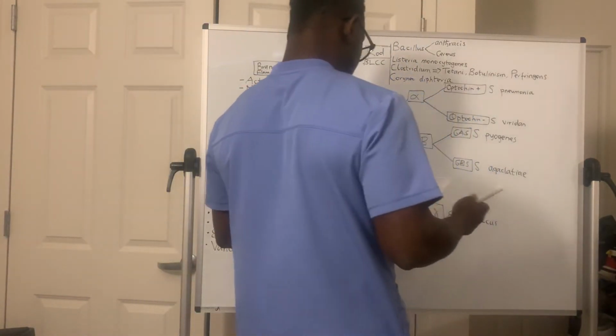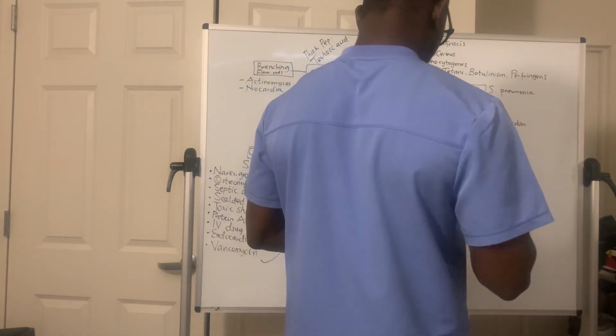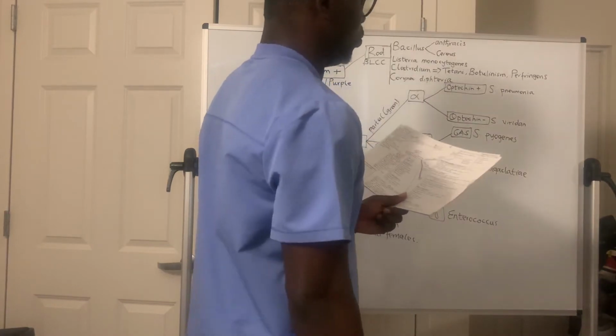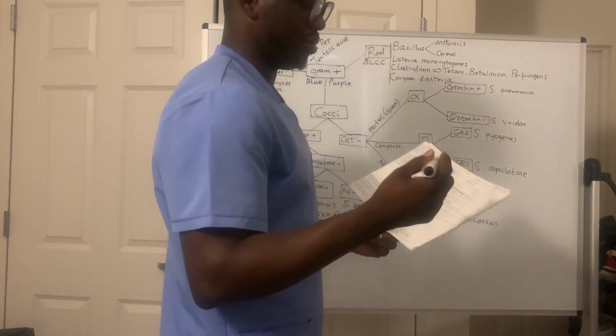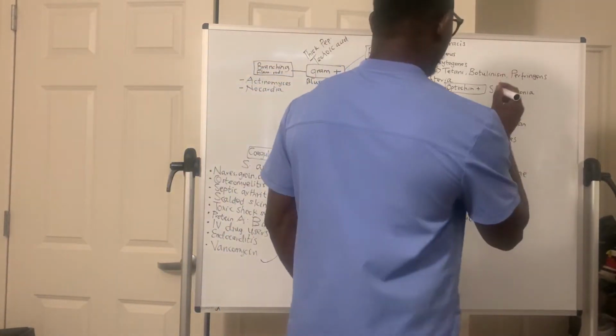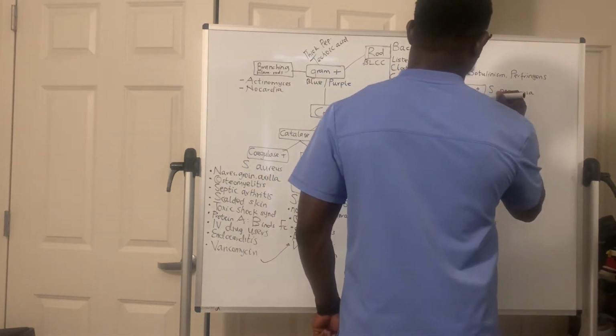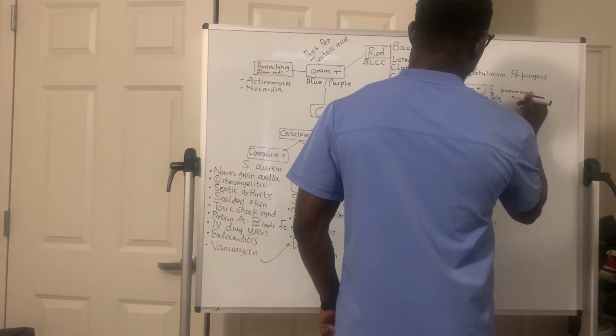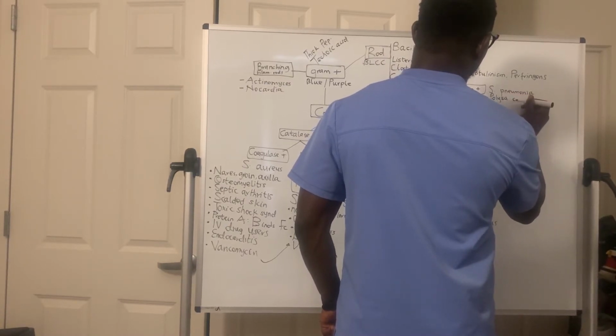So the first thing we want to talk about is pneumonia. Streptococcus pneumoniae. The first thing we want to think about is the main virulence factor. The virulence factor will be the polysaccharide capsule.